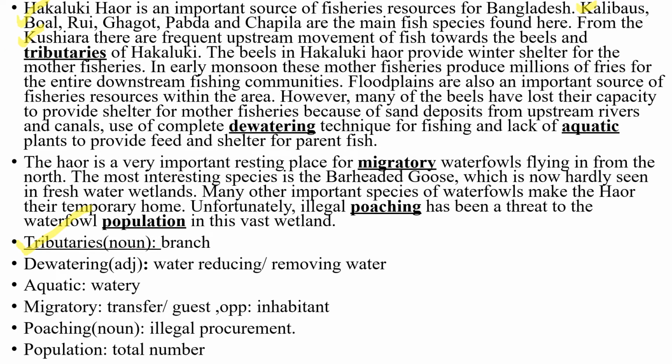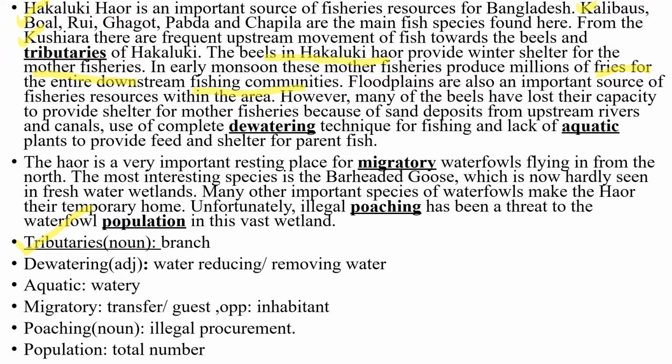The bills in Hakaluki Haor provide winter shelter for the mother fishes. During winter season, when the water level is reduced in this haor, there is still some water in these bills, so these bills provide shelter for mother fishes. And in early monsoon, the mother fishes produce millions of fries for the entire downstream fishing communities. During monsoon, the mother fish produce millions of eggs, and with this downstream, and flat plain are also an important source of fish resources within the area.